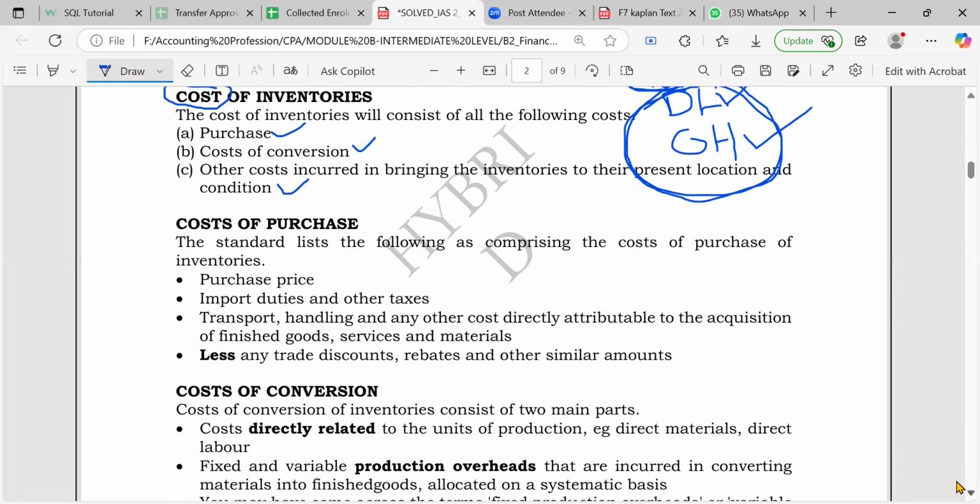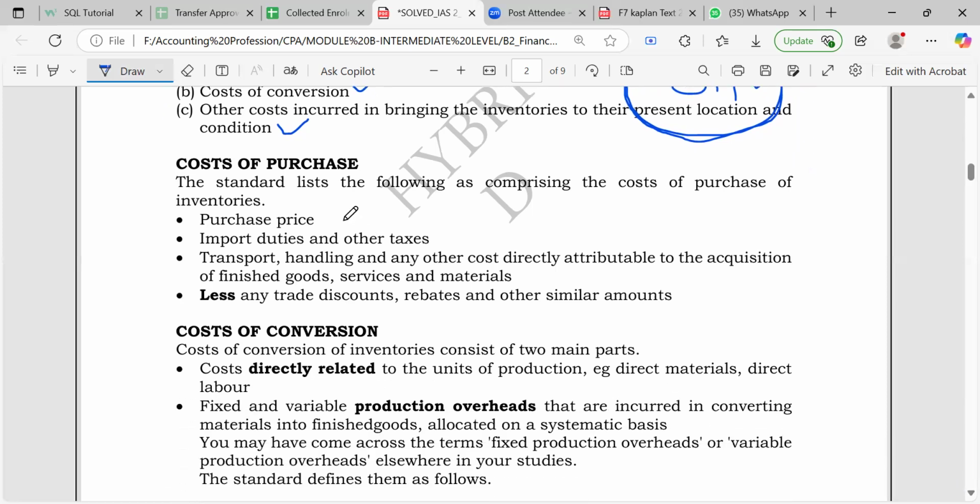Okay, now let's look at one point after another. Cost of purchase, like I told you, you would have the purchase price, which is obvious, import duties and the other taxes, just like we said under IAS 16 PPE when explaining how to get that cost. We say the non-refundable import duties and the other non-refundable taxes. The same here. If the tax is non-refundable, it means you have to presume that you actually incurred that cost. If you are refunded, it's like you did not pay, so it cannot be part of your cost because they will refund it to you.